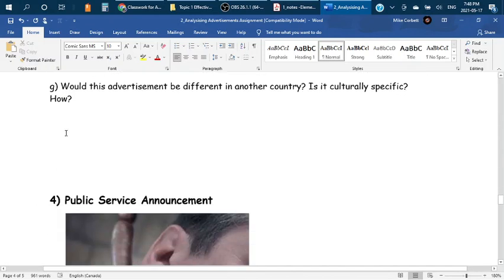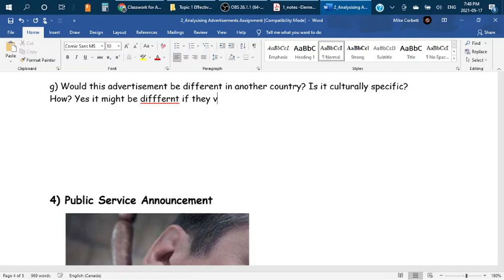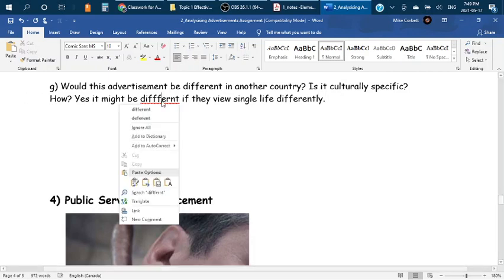And would this advertisement be different in other countries? Again, for this one, I will say yes, it might be different if they view single life differently than we do here in Canada or even in the United States.